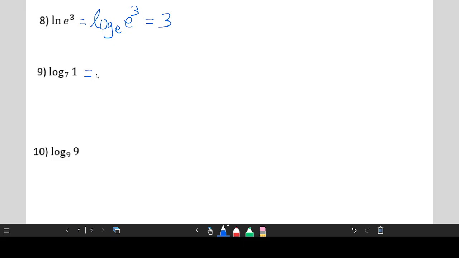Okay, now for this one, we have log base 7, and so we want to rewrite the input with a base of 7. And so we're thinking 7 to what exponent gives us 1? And that's going to be 0. We've discussed previously any non-zero number raised to the 0 is going to be 1. So 1 is the same as 7 to the 0, and therefore this log expression is equal to 0.